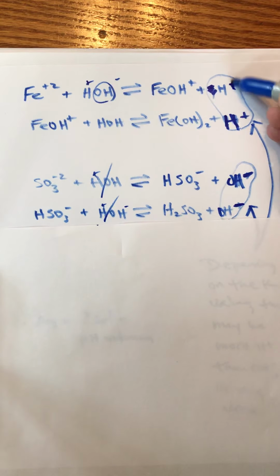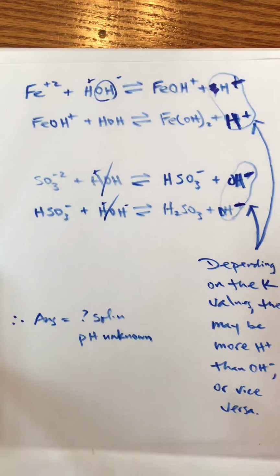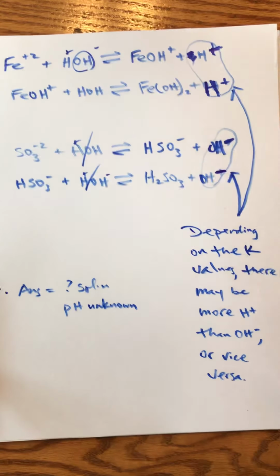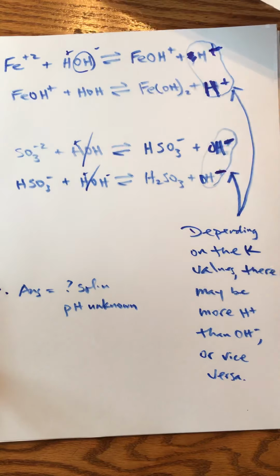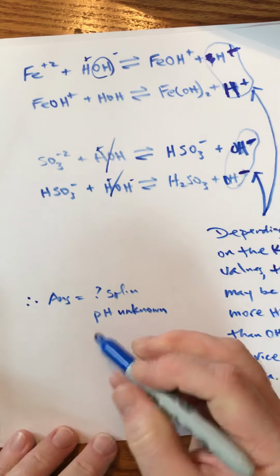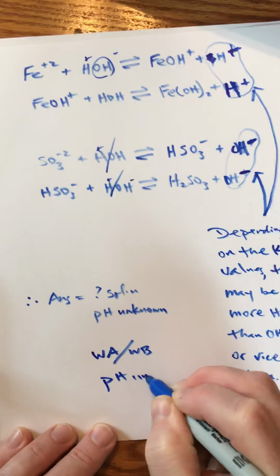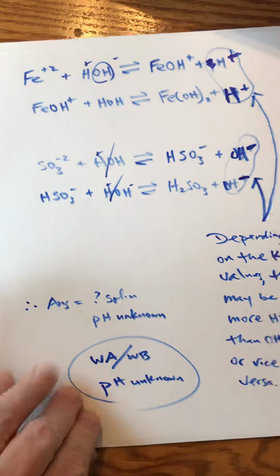So these would want to drive the pH down, these would want to drive the pH up, and it depends on the K values for each of these. So let me move this over so you can see a little bit. Depending on the KEQ values, there may be more hydrogens or there may be more hydroxides or vice versa. Your answer is, I don't know what the pH of this solution is going to be. I need to take AP chemistry and talk to Mr. Bauer about that. In any event, if you have weak and weak, you say pH unknown. That would answer things for us at this point in time.